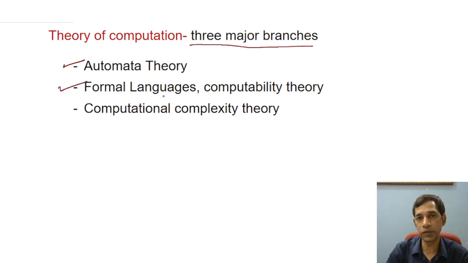Formal languages are closely related to automata theory. Here we are going to study four classes of languages and their associated grammars. The word formal here refers to the fact that you have a language, and in the language we have a set of sentences, or you can say a set of strings.